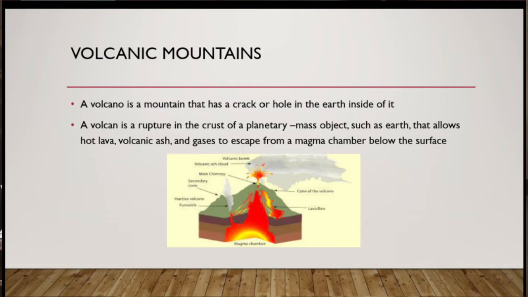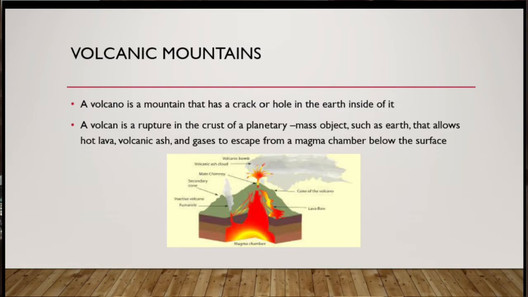So a volcanic mountain is one that has a crack or hole in the earth inside of it. As you can see in the image, this is the mountain, and also there is something which has been erupted. So that is the hole which we are talking about, and that hole is where, when a mountain wants to erupt, that's how the gases pass and make the magma come out and blow out.